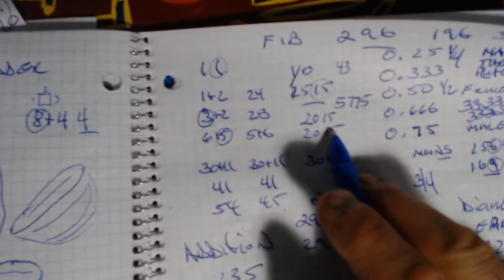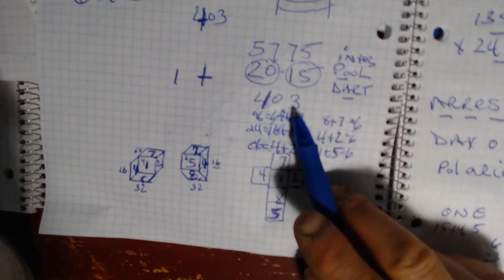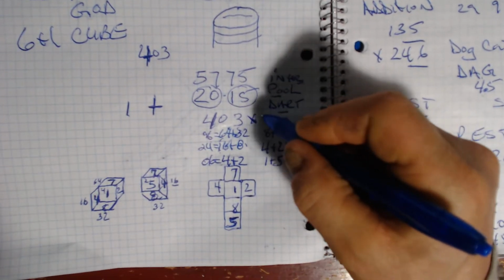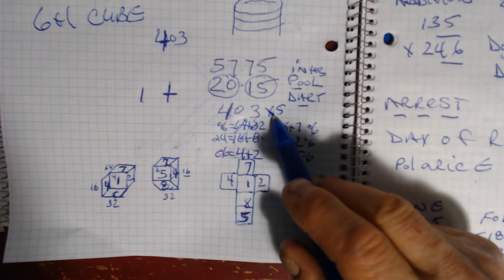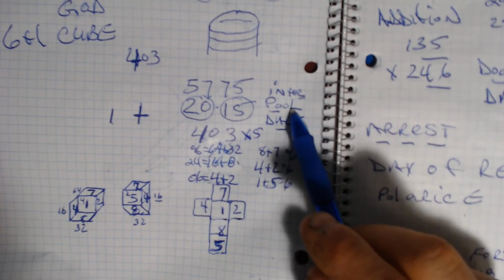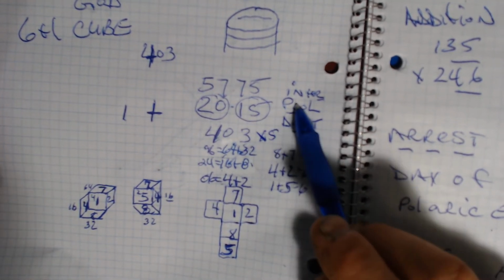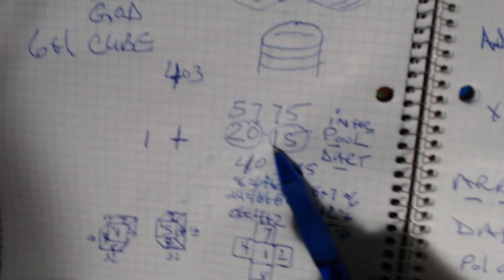Even this, there are 403 times 5 to equal 2015. And 2015 has to do with both the pull and the dartboard. So they're talking about the gateway and the moon in 2015.